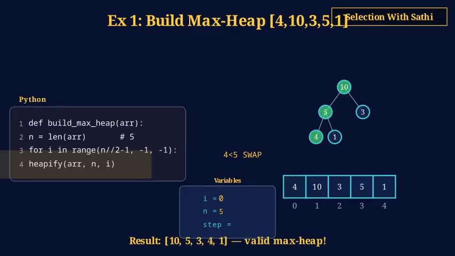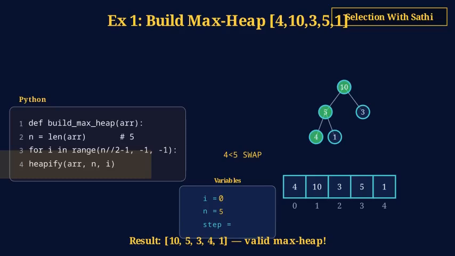Heapify at index 1, node 10 with children 5 and 1. 10 is already larger than both, no swap needed. Heapify at index 0, node 4 with children 10 and 3. 4 is less than 10, so swap 4 and 10. Array becomes 10, 4, 3, 5, 1.